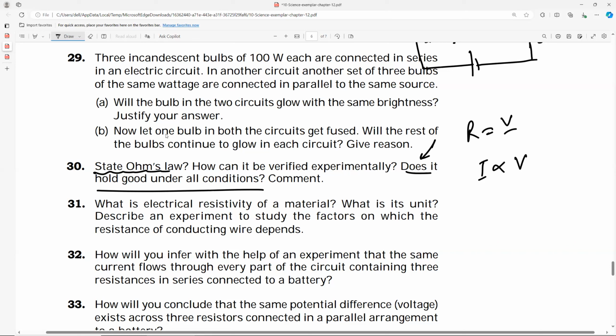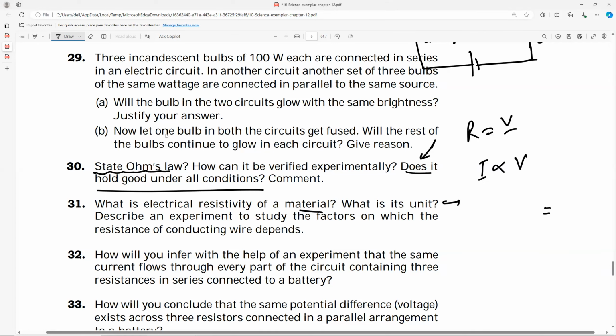What is the electrical resistivity of the material? You can explain it: it is the resistance offered by a conductor having unit cross-sectional area and unit length. Unit area means 1 meter square. The SI unit is ohm meter.